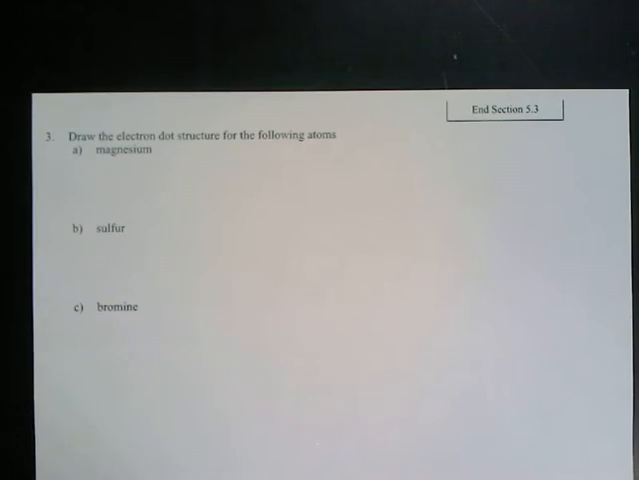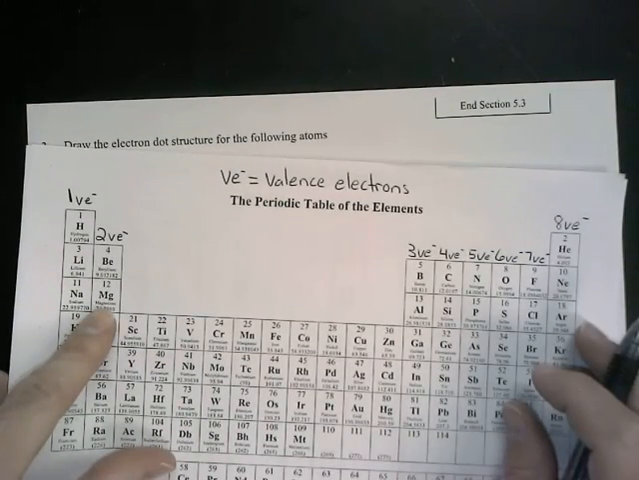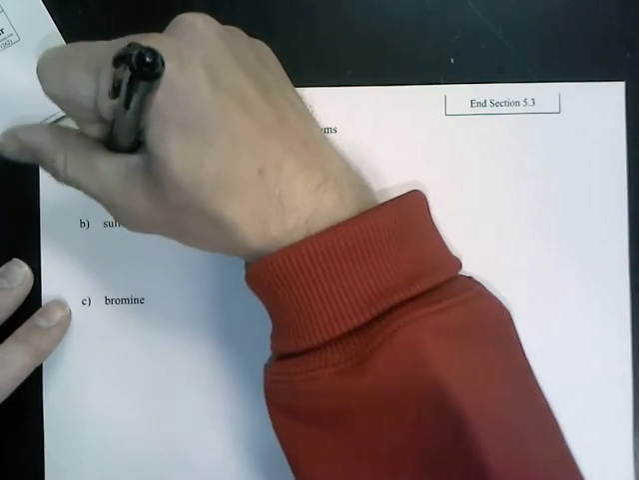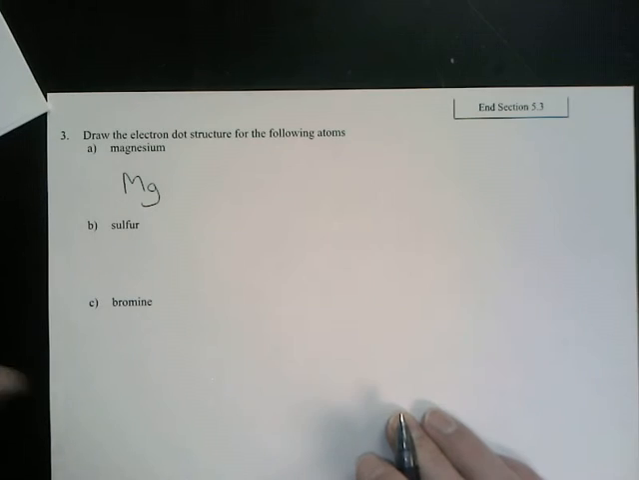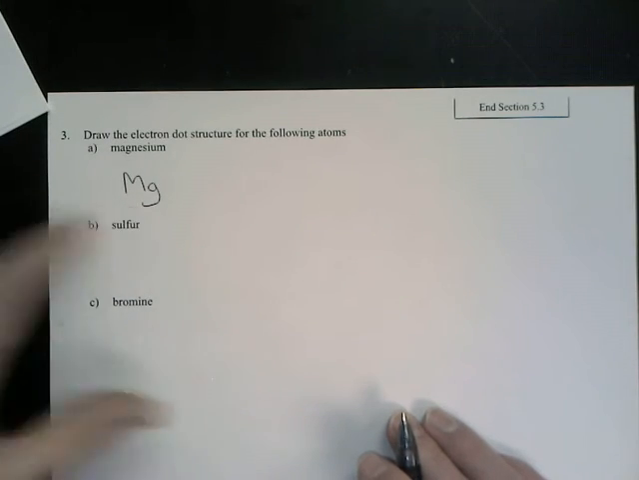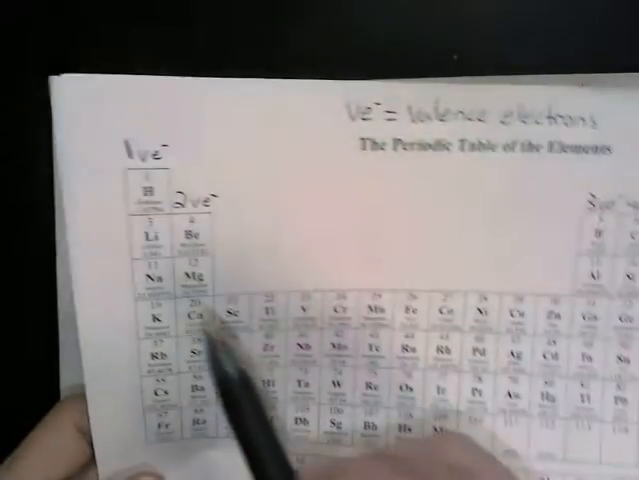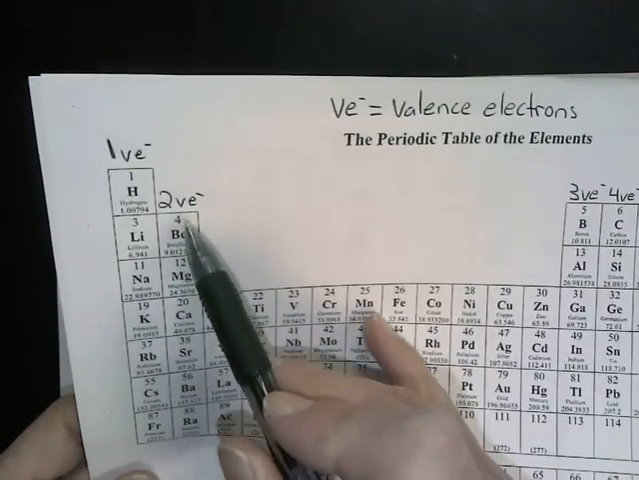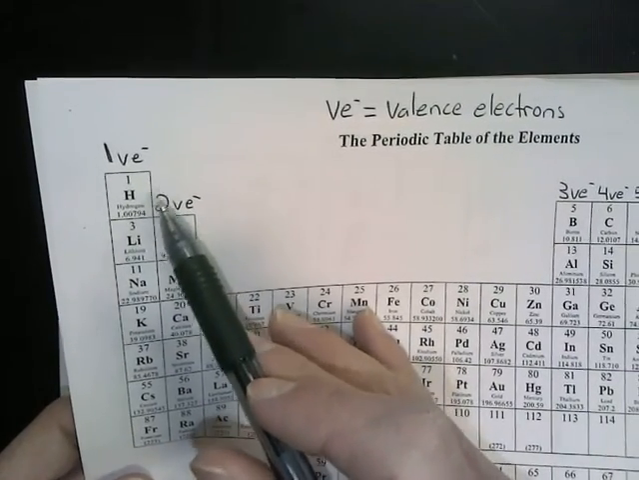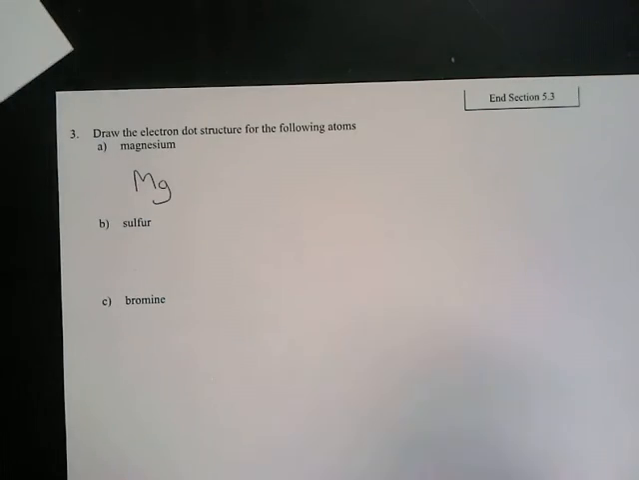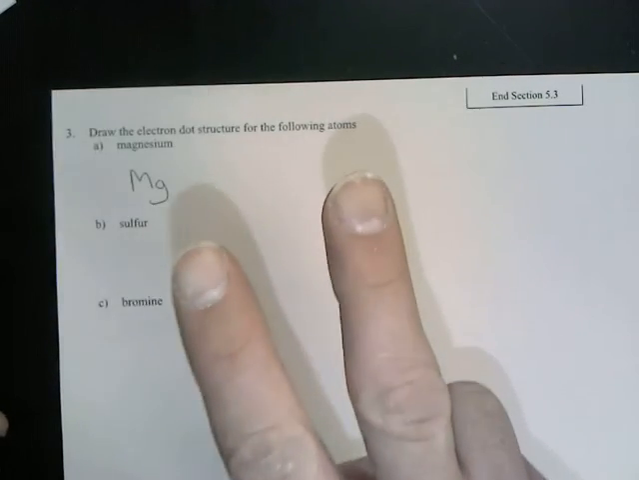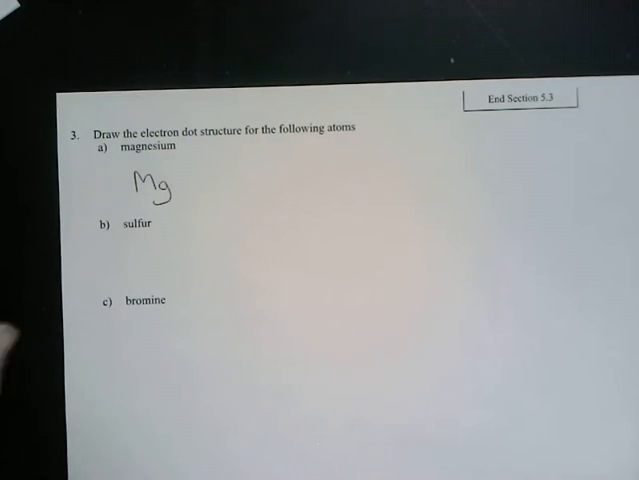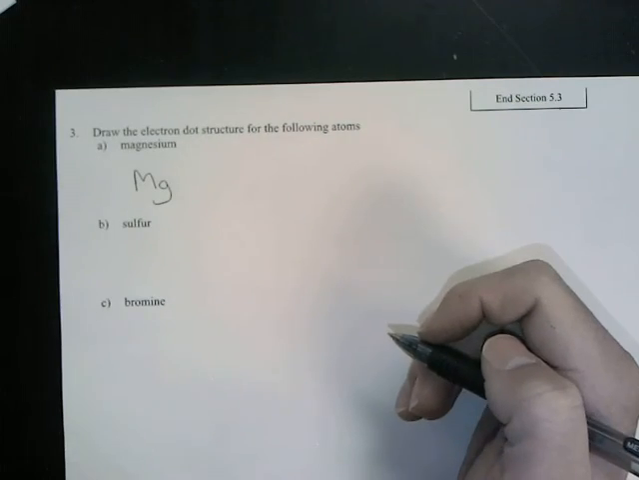So the first thing we have is magnesium. Well, magnesium has the symbol Mg. And I should have started off with, we always write the element symbol right there. And then we ask ourselves, okay, what column is Mg in? Well, it's in the second column. That means there's 2 valence electrons. So for Mg, we have 2 valence electrons. That means we represent magnesium's valence electrons with 2 dots.